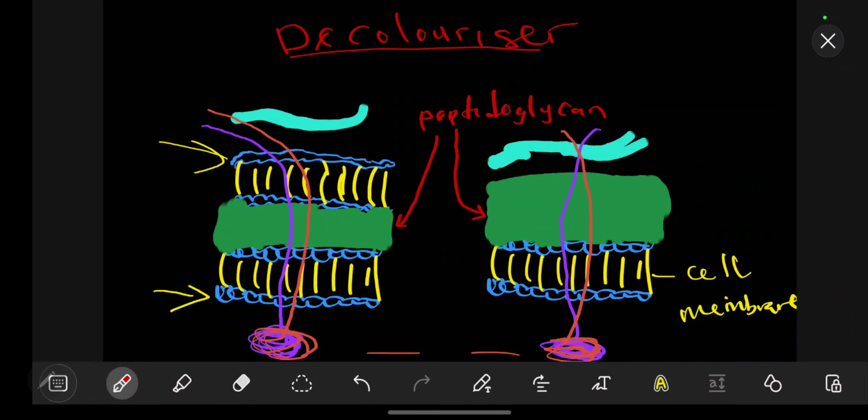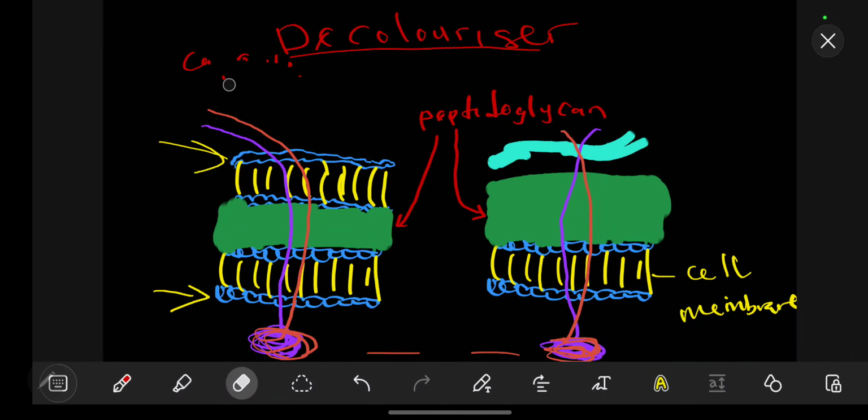Now, what the decolorizer does is it dries up this part, which is called the capsule. It dries up the capsule. It also removes the cell membrane like that. Now let's see what happens. When the alcohol is added, which is our decolorizer, it dries up the capsule.